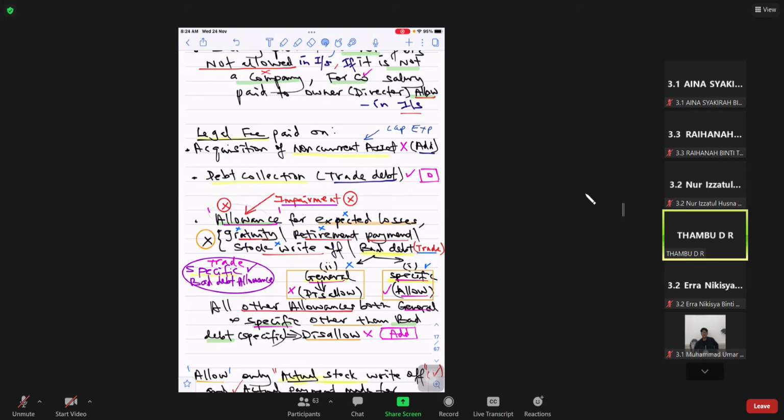So what about the estimate for bad debt relating to trade, but is general? This is one and only. The one and only bad debt trade estimate allowed is specific. They must use the word specific. So here you see, trade specific. Relating to trade, specific bad debt allowance. Relating to bad debt must be trade specific to be allowed. Keyword: specific. If they use general, or if they didn't use the word specific, that means general. General, what do you do? Add back.